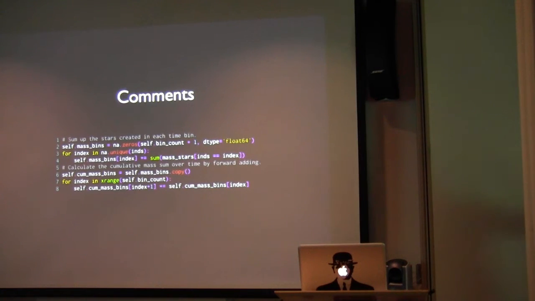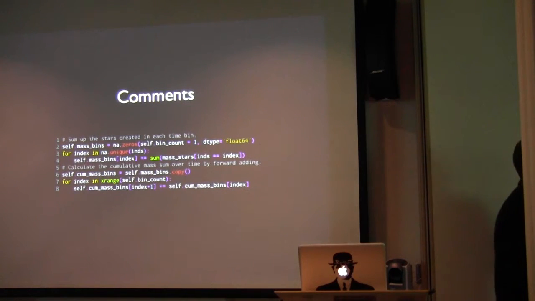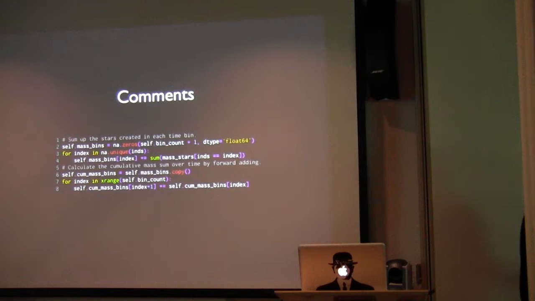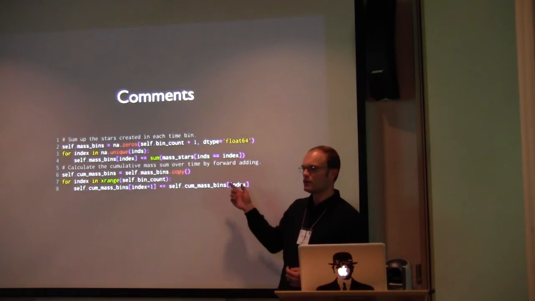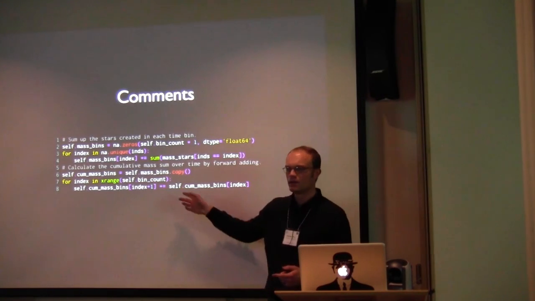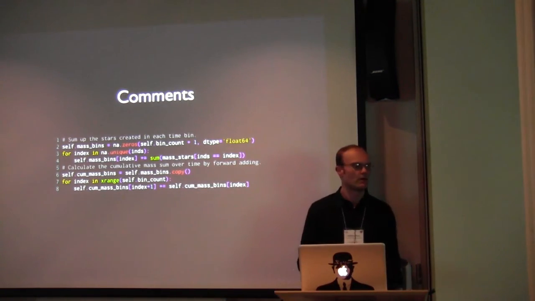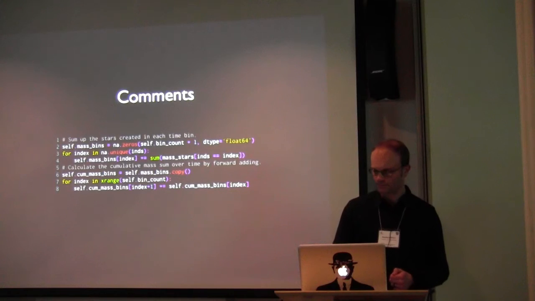So here, at line 1, I say, well, we're going to sum up the stars created in each time bin. And then the next 2 lines do that. And then at line 5, we say we calculate the cumulative mass by forward adding. And then we do that. And so it helps people read along in the code and say, well, I know something's wrong. I'm getting wrong sums. Maybe there's something wrong in this code. And they can just zoom in on the code and find out where that's happening.